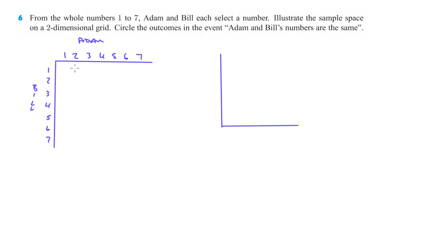Okay. So what we want to do is put dots in here for all these possible outcomes, right? Say this dot right here is where Adam selects the number 7 and Bill selects the number 1. So we're going to put dots throughout all of those. Okay, so it looks like this. All right, and then it says circle the outcomes in the event where Adam and Bill's numbers are the same. So Adam and Bill both pick a 1, pick a 2, 3, 4, 5, 6, and 7. That would be where they pick the same numbers.